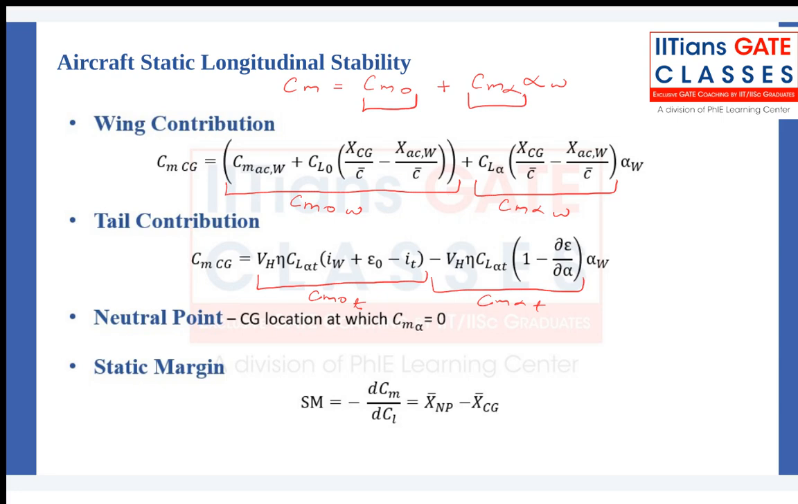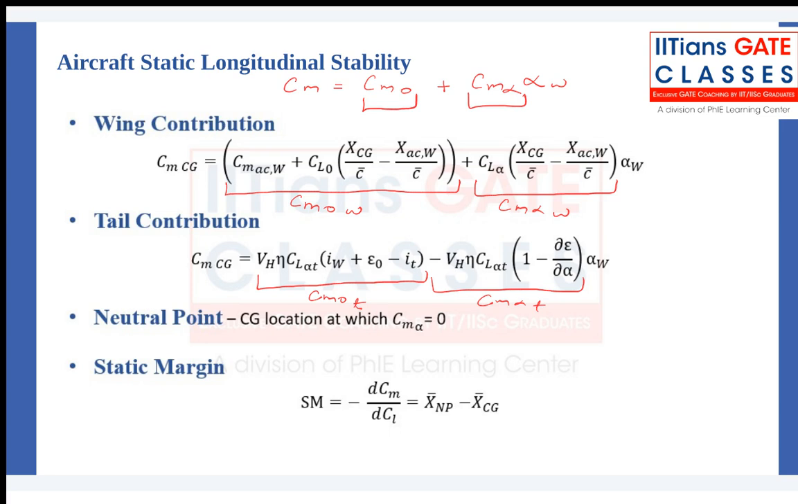Aerodynamic center is defined for each aerodynamic surface, and neutral point is defined for the entire aircraft. So neutral point is like the aerodynamic center of the entire aircraft. Both of those points have a similar definition. Aerodynamic center is for individual aerodynamic structures: wing, tail, canard, such surfaces. The neutral point is for the entire aircraft. Okay, the definition is the same.